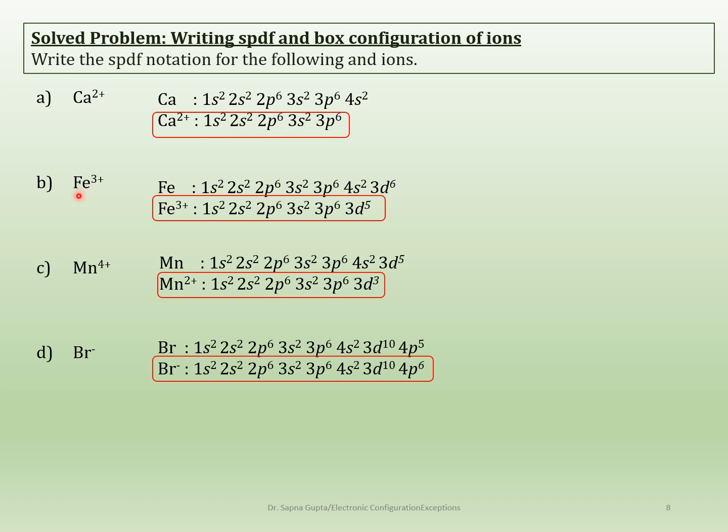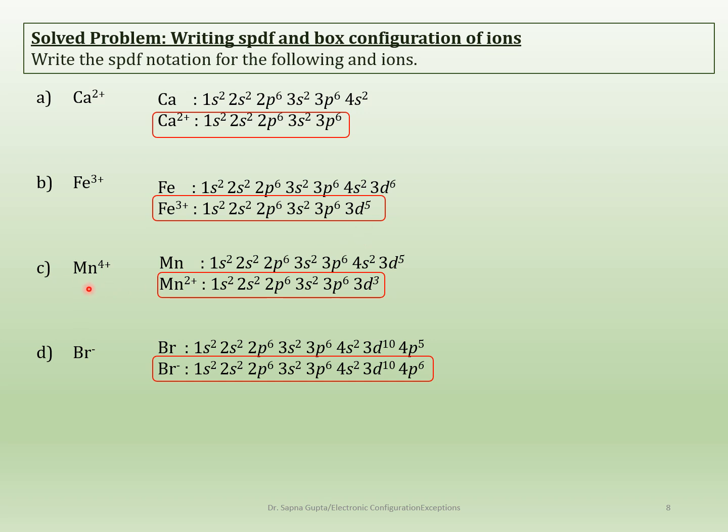For iron 3 plus, now iron is a transition metal. So here is the electronic configuration. Again, remember, remove 4s2 first. That is the valence electrons here. So remove the valence electrons. And then since this is 3 plus, you're going to remove one more electron from the d orbital. Not from p, from d, the higher energy. So then this is going to be your configuration.